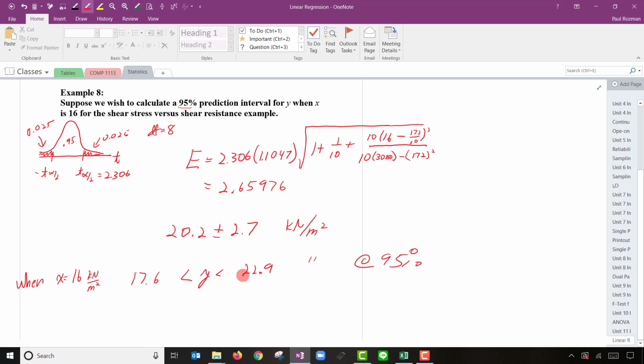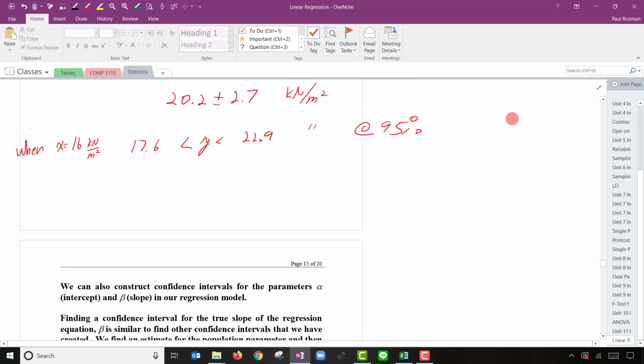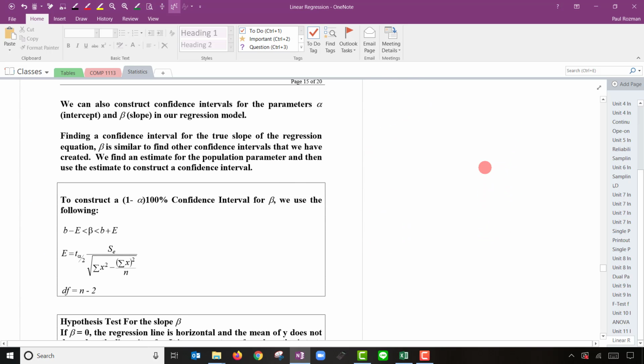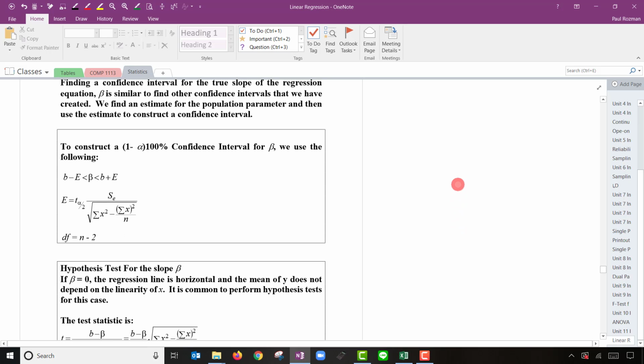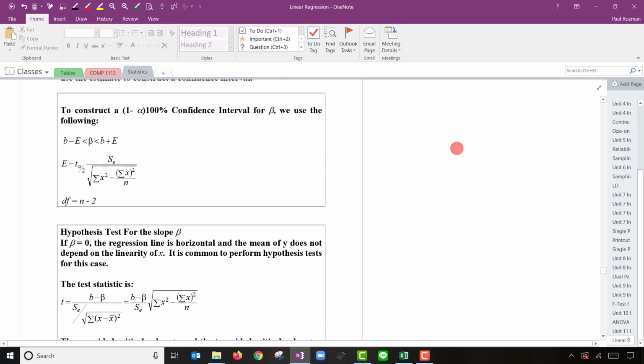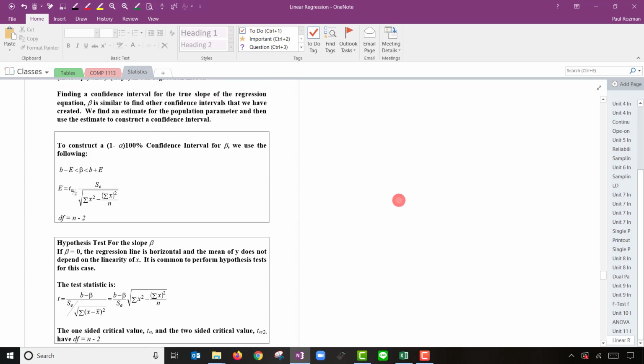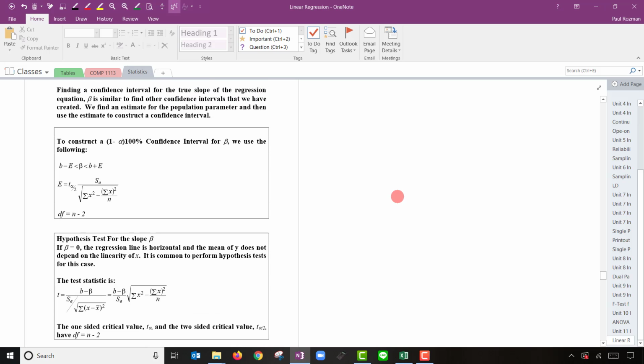It's a little tedious to do. Sadly, the software doesn't just spit out that solution for us. So we would have to do this. But we can get the intermediate values using some software. So not too bad. We are estimating the slope and the intercept of the equation. So certainly we can come up with confidence intervals and hypothesis testing for the slope and the intercept.